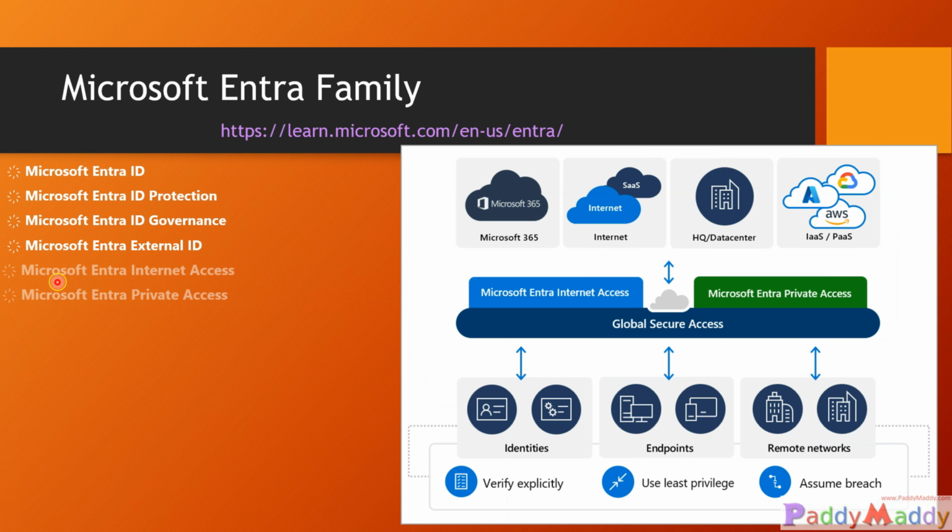The next two products are Microsoft Entra Internet Access and Entra Private Access. These two fall under Global Secure Access. This Global Secure Access will protect your internet access and private access without compromising your applications data or your corporate data. Global Secure Access is the unified location in the Microsoft Entra Admin Center, and it is built upon the core principles of zero trust: use least privilege, verify explicitly, and assume breach.